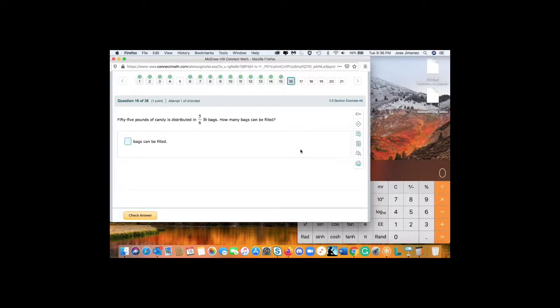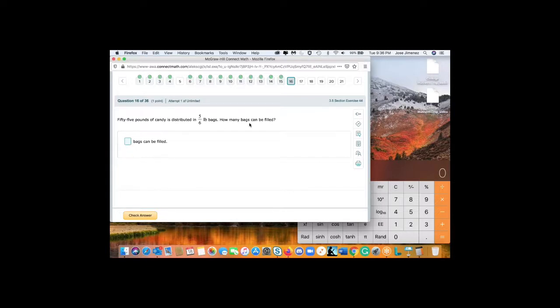Now 16, let's say 15 pounds of candy is distributed in 5/6 pound bags. Remember, how many bags can be filled? So we ask, with this problem, what operation do I need to use? Do I need to use multiplication or division? Based on we're looking for how many bags.